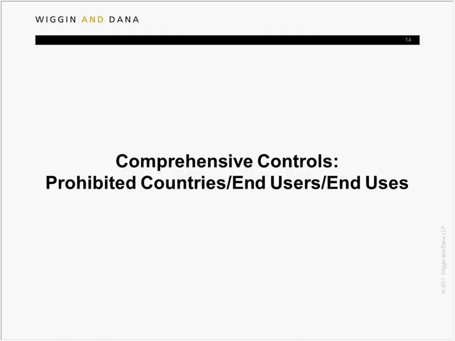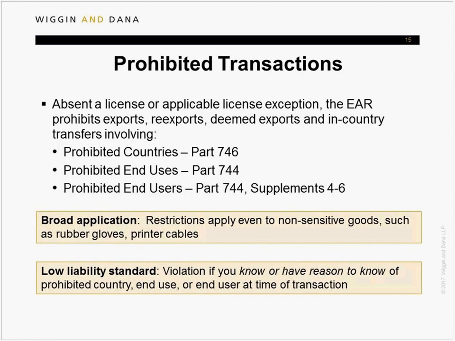I call them comprehensive controls, and they relate to, as I said, countries, end users, and end uses. At a very high level, essentially, there are a whole bunch of transactions which, unless you get a license or can identify a license exception, the EAR prohibits. And these are transactions, and again, that's exports and re-exports and in-country transfers, involving certain prohibited countries, certain prohibited end uses, and prohibited end users.